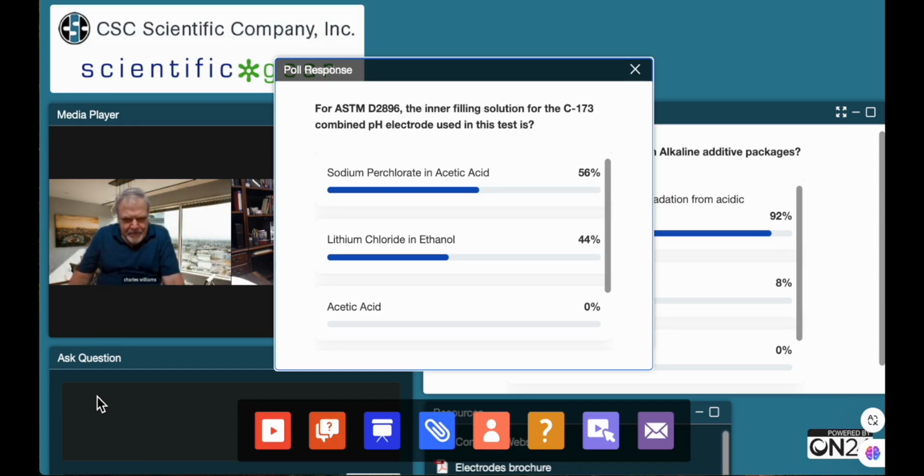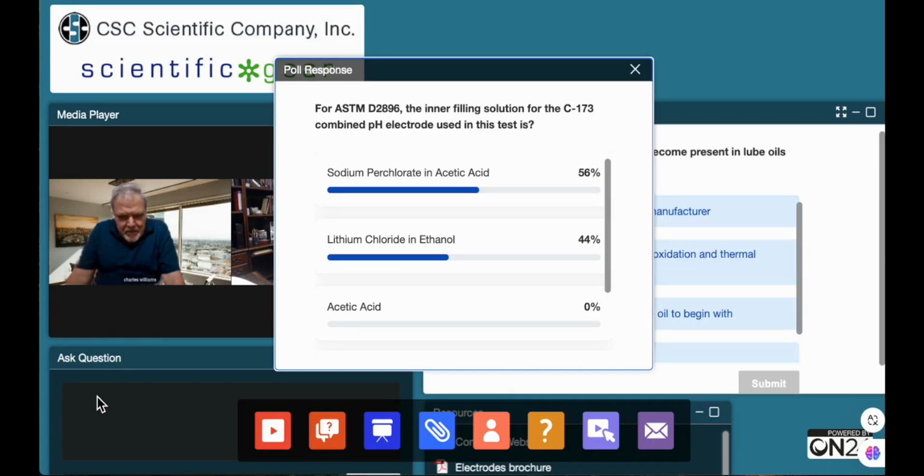Degradation from acidic compounds. That's what this whole thing was about. The degradation of the oil over these compounds, right? I don't know how to say it any differently. Good answer. Okay. All right. We're almost there, folks.